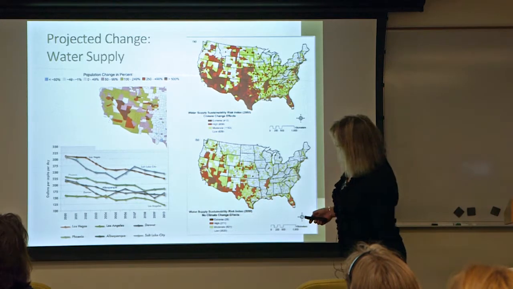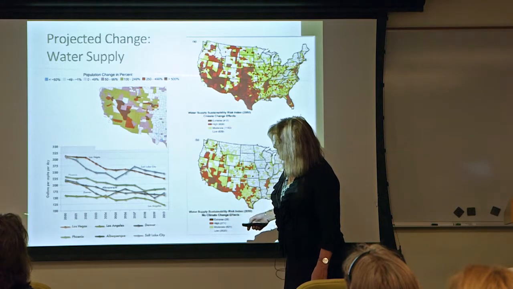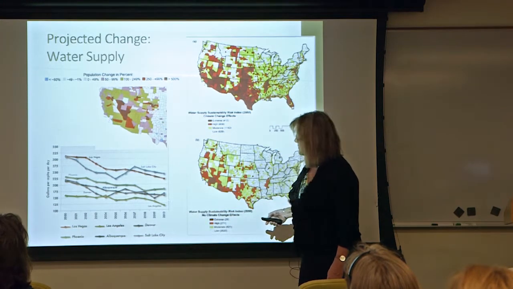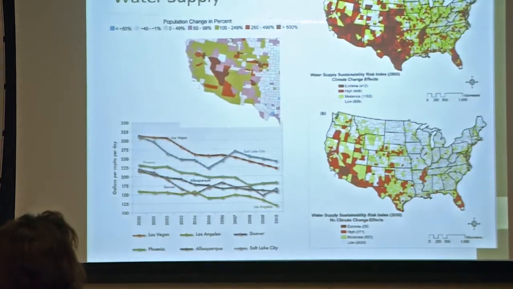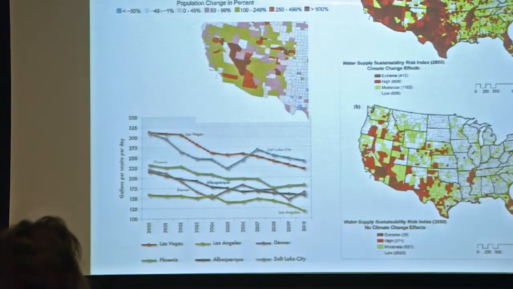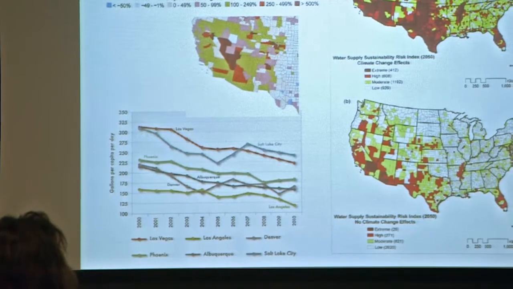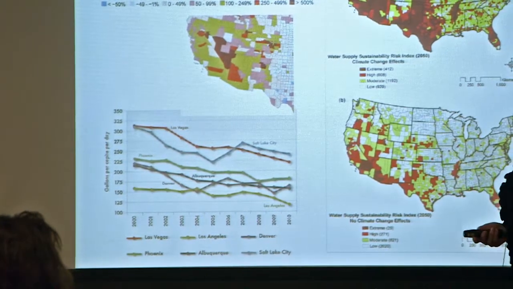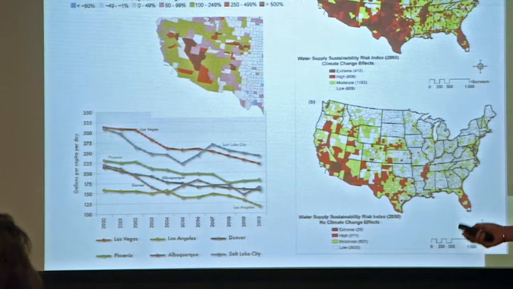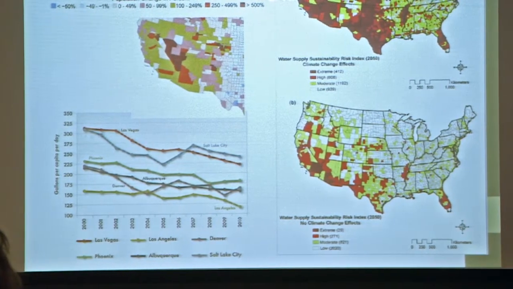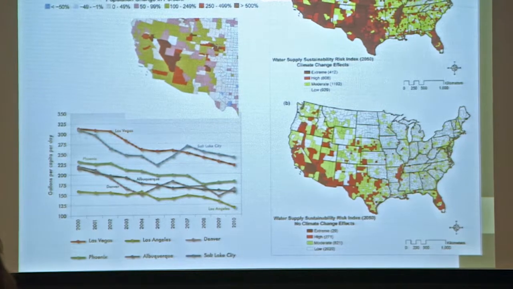Interestingly, this is the per capita water use for Southwestern cities, and we're doing pretty well as far as being more efficient about the water use. A lot of that has to do with changing irrigation systems, more drip irrigation, for example, less standing there with a hose. And that's great. But because the populations are increasing, the overall water use is still increasing.